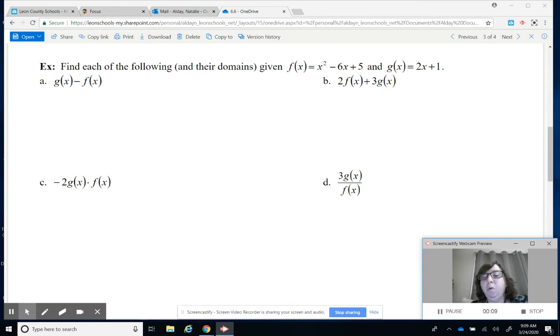This is still part 1 of 6-6 function operations. So after you finish this part, I'll give you a homework assignment to do. All right, so let's get started.